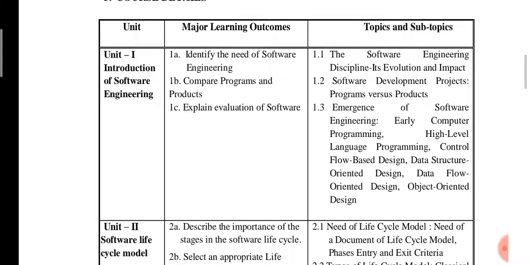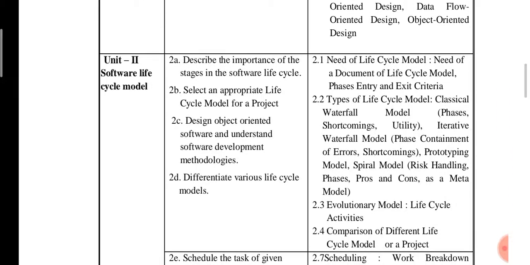Then unit number 2, software life cycle model. This is the most important concept of FOSD, chapter number 2. Second chapter, software life cycle model. Describe the importance of the stages in the software life cycle. Then second, select an appropriate life cycle model for a project. Then design object oriented software and understand software development methodologies. Then differentiate various life cycle models.